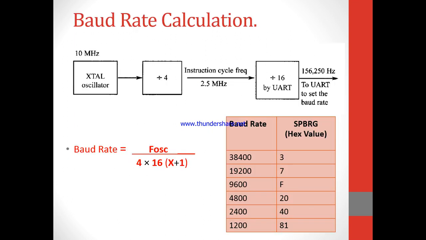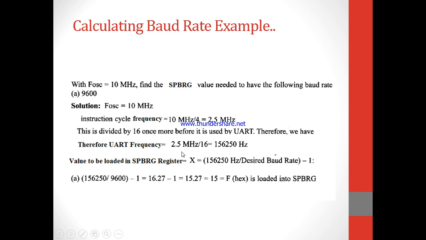Now we want to calculate the value of X. The formula is: baud rate is equal to F oscillator divided by 4 into 16, in brackets X plus 1. Now if you take X to the left hand side, we can calculate the value of X, and when you put in all the values, you will get X. So here we got the value of 15. The 15 is converted into hex, and this value you have to load into the SPBRG register.